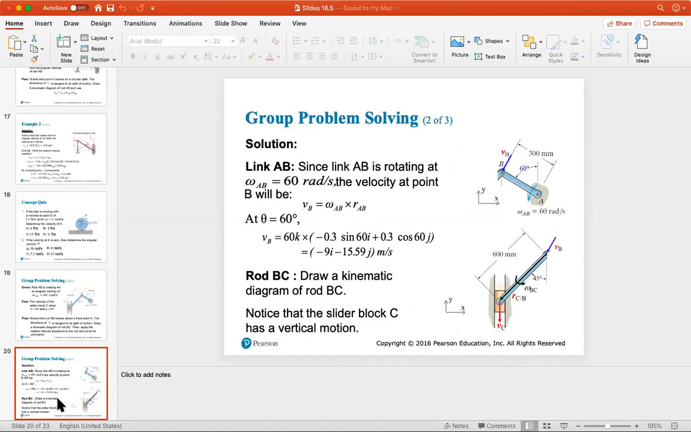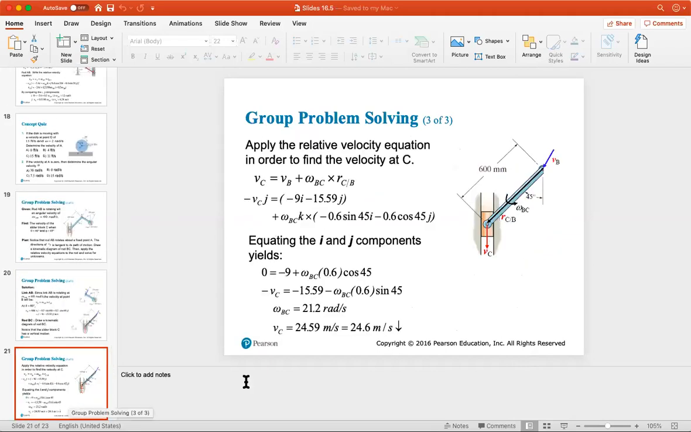The book works it out a little differently, but it's basically the same kind of thing, and they end up with the same velocity. I don't see that they write down what they found for omega. Oh, there it is, 21.2. Yeah, okay, so it's the same.